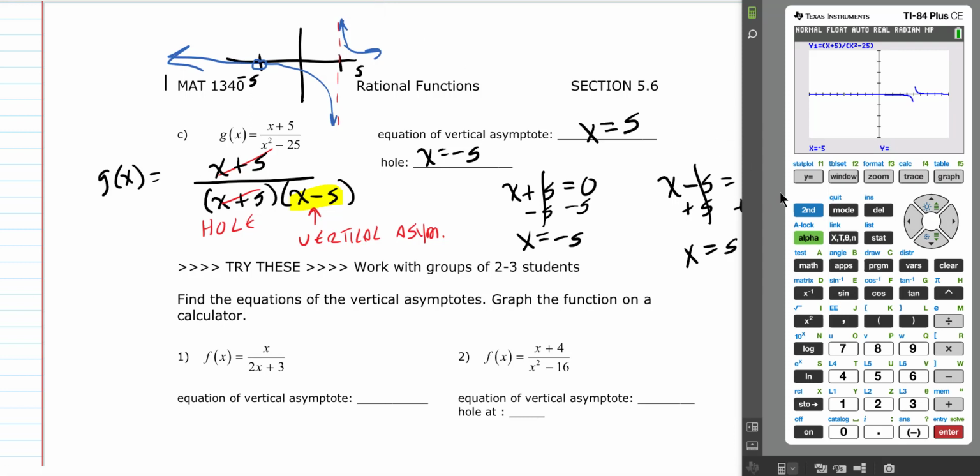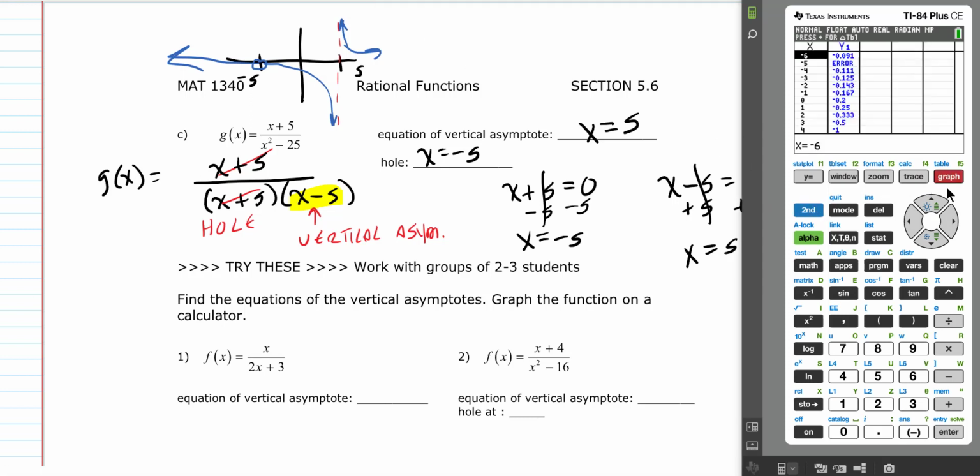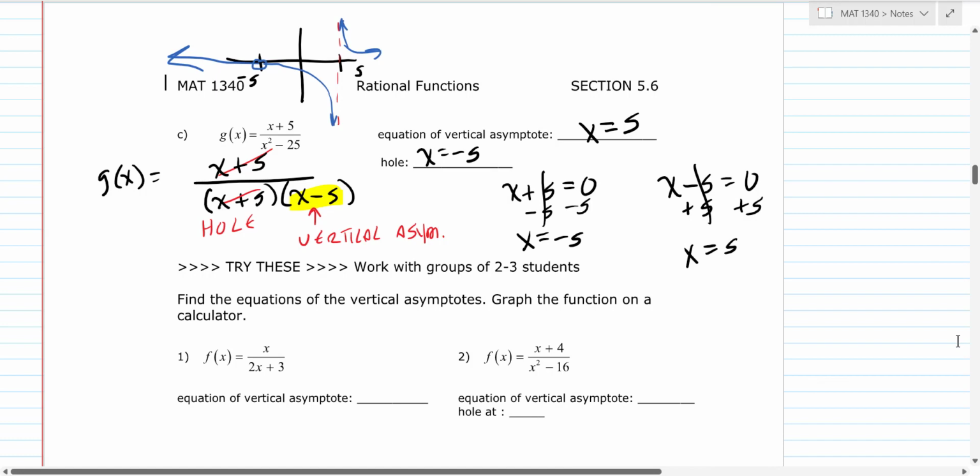See, if you go to your table of values on this problem, you're going to see 2 errors pop up. You're going to have an error at -5, and you're also going to have an error at 5. So there's 2 of them there. They both pop up. One's a hole, one's an asymptote. The one that cancels is the hole. The one that's left over is the asymptote.